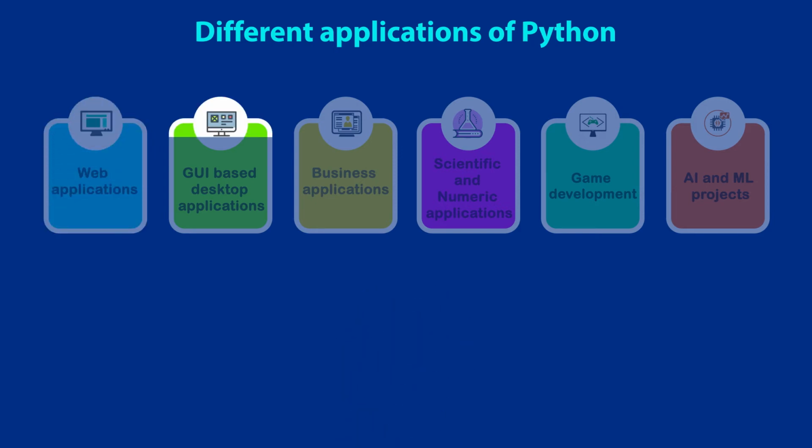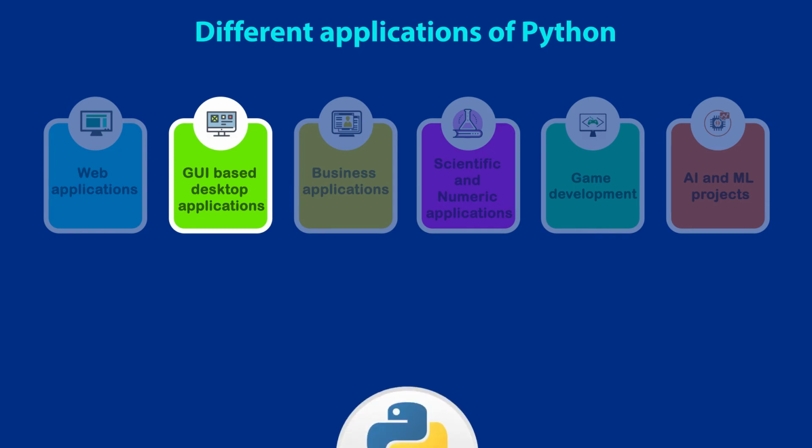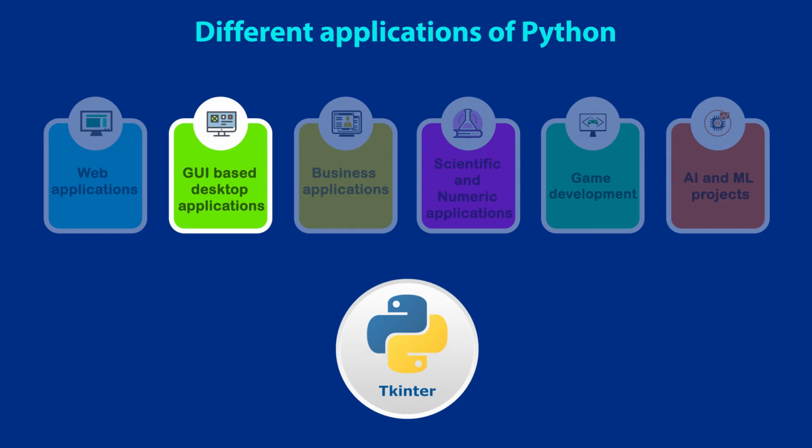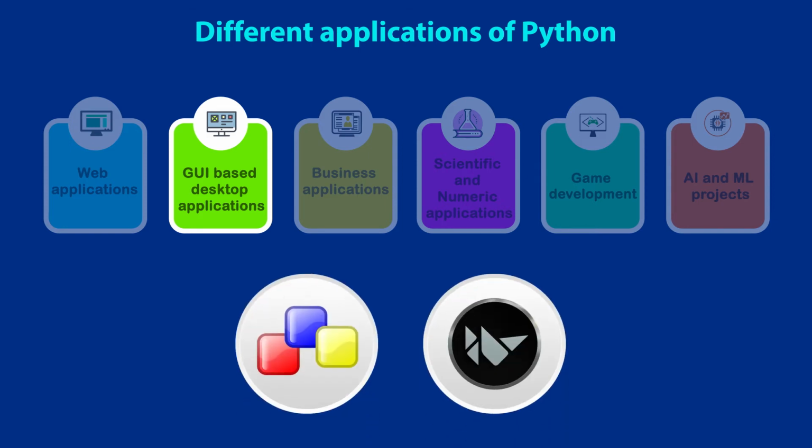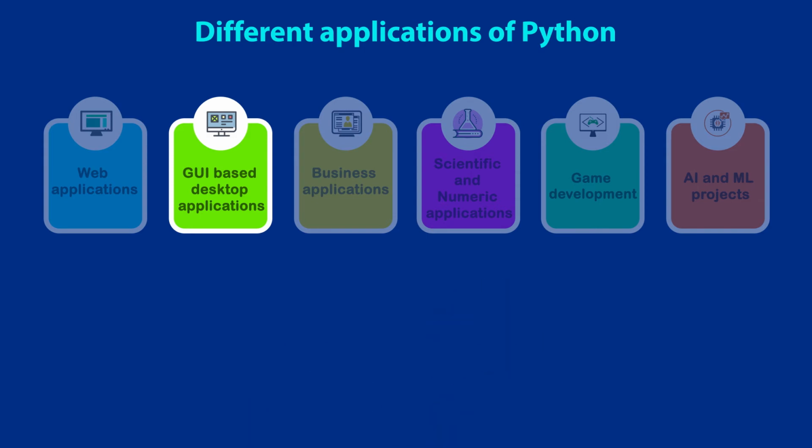The second application is GUI-based desktop applications. Python provides libraries such as Tkinter that help to develop GUI-based desktop applications. Some other tools such as wxWidgets and Kivy can also be used to create applications on several other platforms.